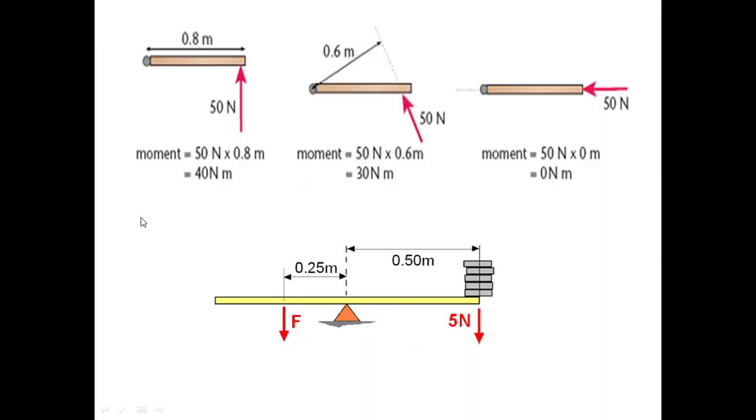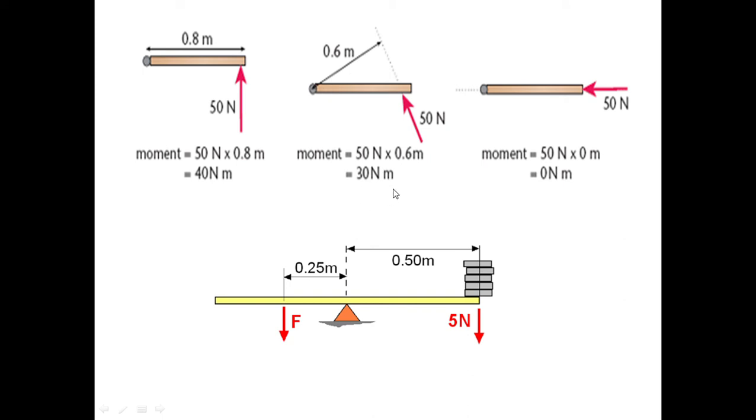First picture, we have to find the moment, 50 Newton into 0.8. The force is applied in this direction, so we have to mention whether this is anti-clockwise or clockwise. What do you say? Now this is anti-clockwise. This one turns in this direction, anti-clockwise. This is also anti-clockwise.